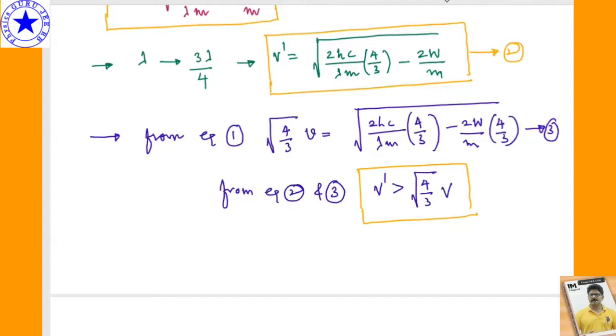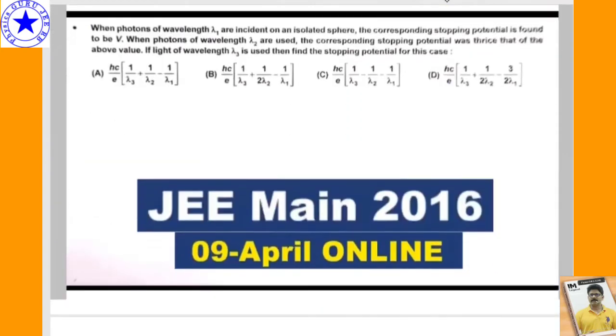Now, proceeding to the next problem, which was given in JEE 2016, 9th April online. According to the problem, when photons of wavelength lambda 1 are incident on an isolated sphere, the corresponding stopping potential is found to be capital V. When photons of wavelength lambda 2 are used, the corresponding stopping potential was thrice that of the above value. If light of wavelength lambda 3 is used, then find the stopping potential for this case.